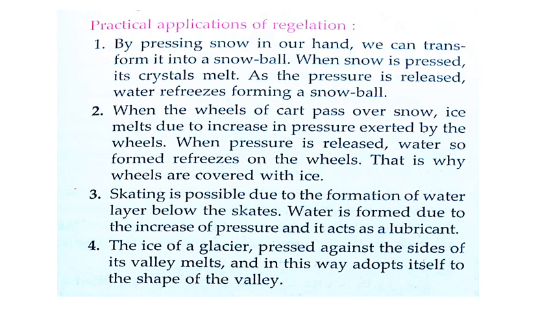Next example is of skating. Skating is possible due to the formation of a water layer below the skates, as water is formed due to the increase of pressure and it acts as a lubricant. And the ice of a glacier pressed against the sides of its valley melts and in this way adapts itself to the shape of the valley.